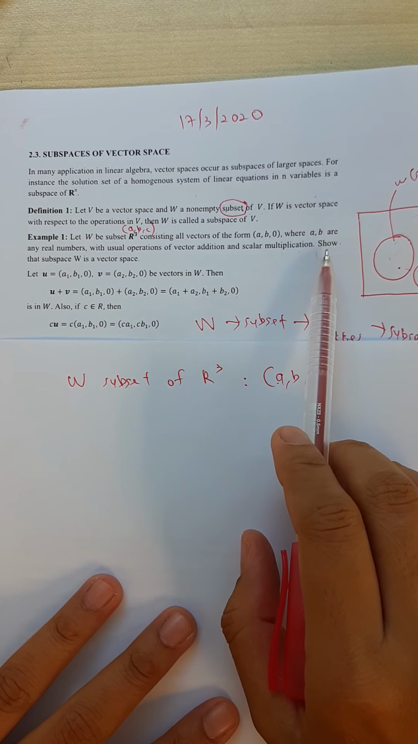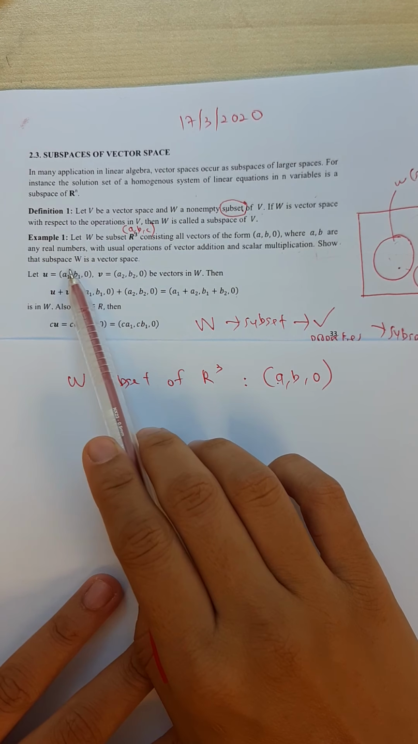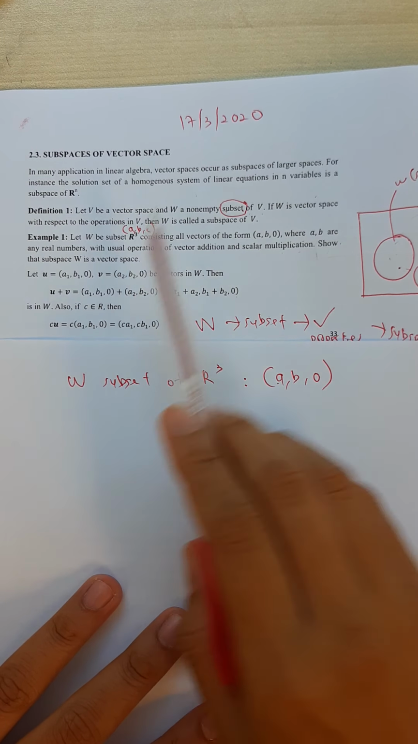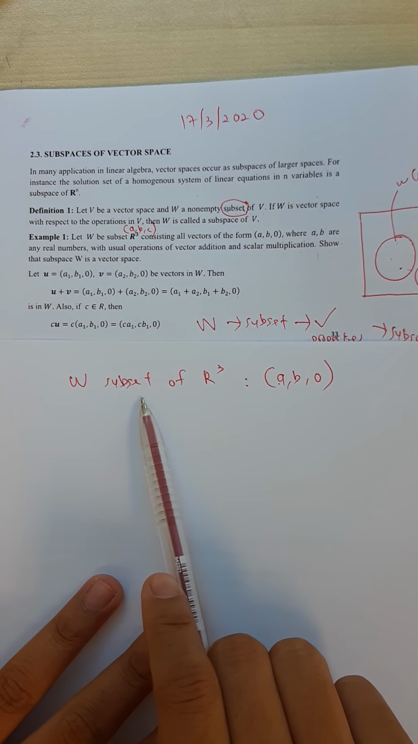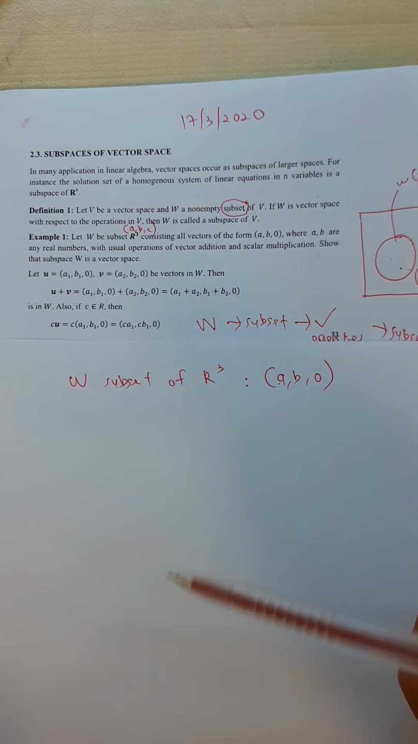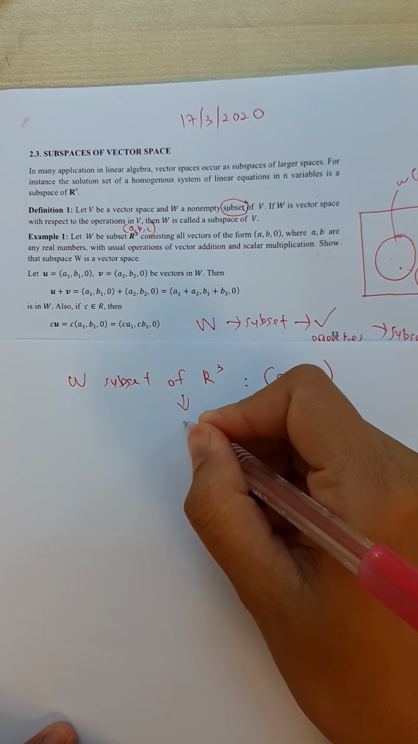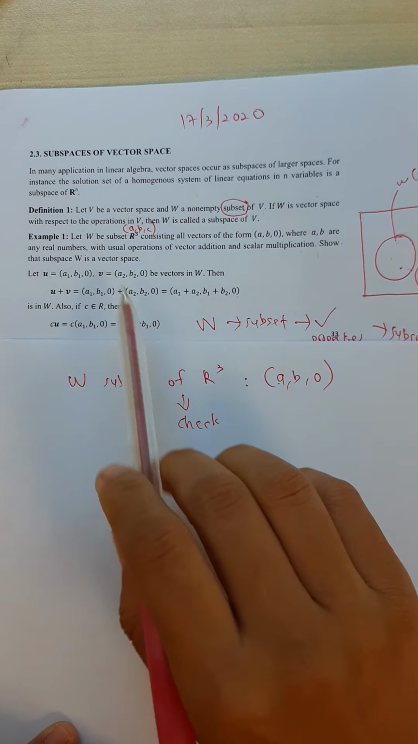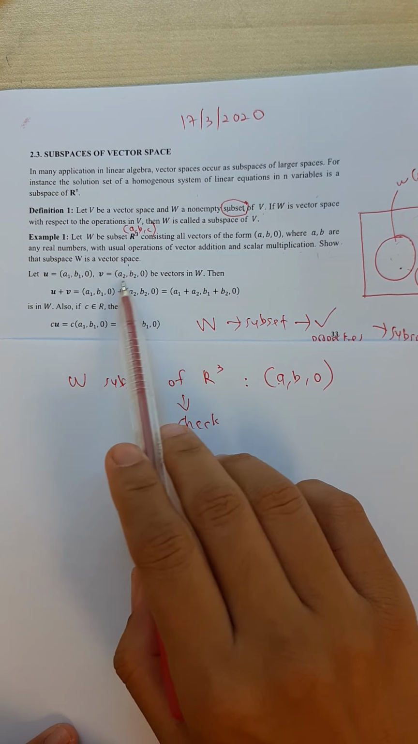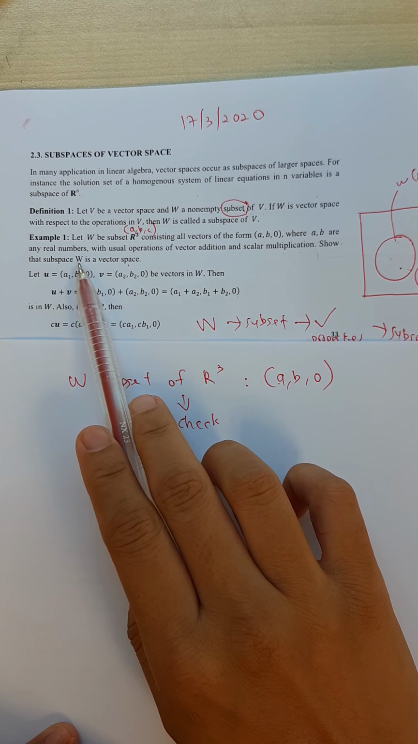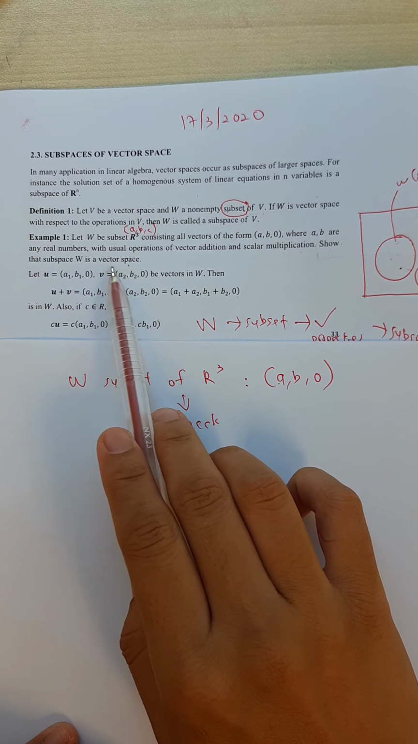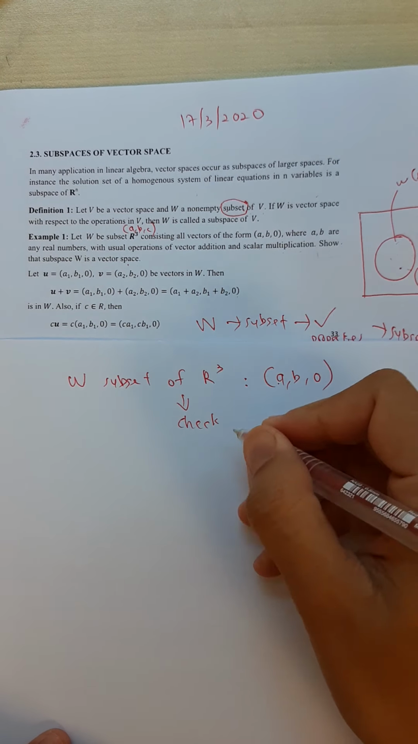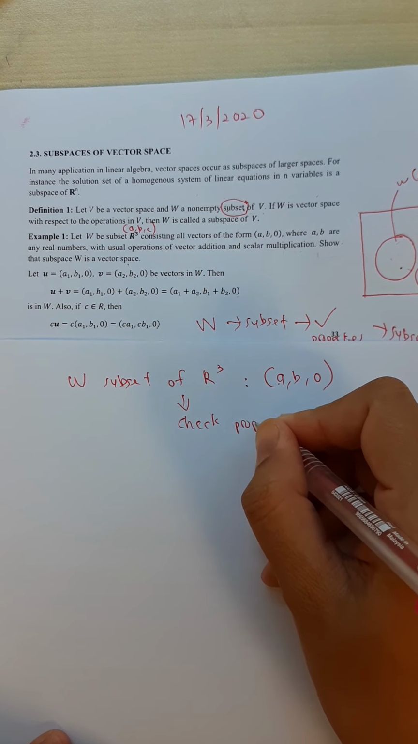Okay, the question wants you to show that subspace W is a vector space. For this W, it is known as a subset because we haven't checked the properties yet. So now your responsibility is to check the properties, because the question wants you to verify if this W is a subspace or not, whether this subspace W is a vector space or not. So you have to check all the properties.